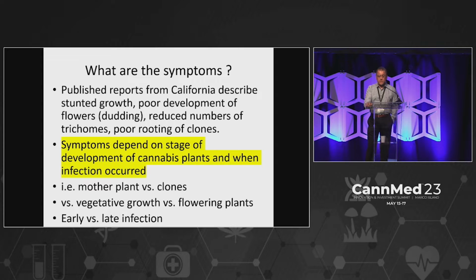So it was first reported in California back in 2019. And plants there were stunted, not well developed. The flowers were not doing well. The plants were not rooting well. And the symptoms do vary depending on what stage of the plant we're looking at. And I'll describe some of this as we go through the presentation today.